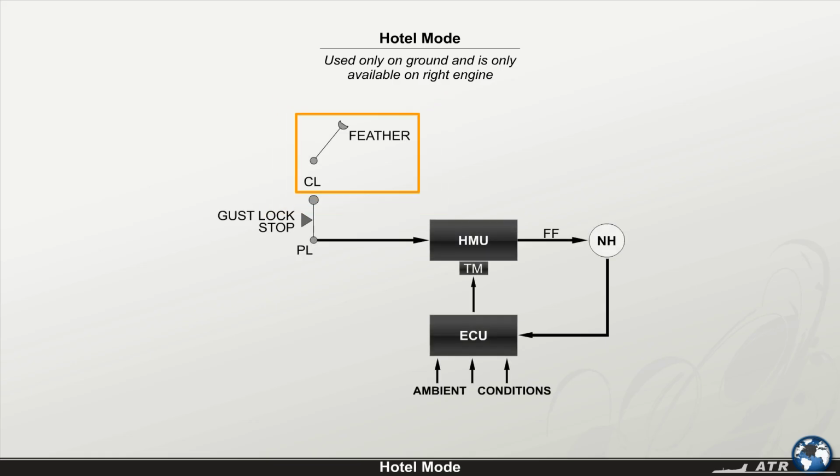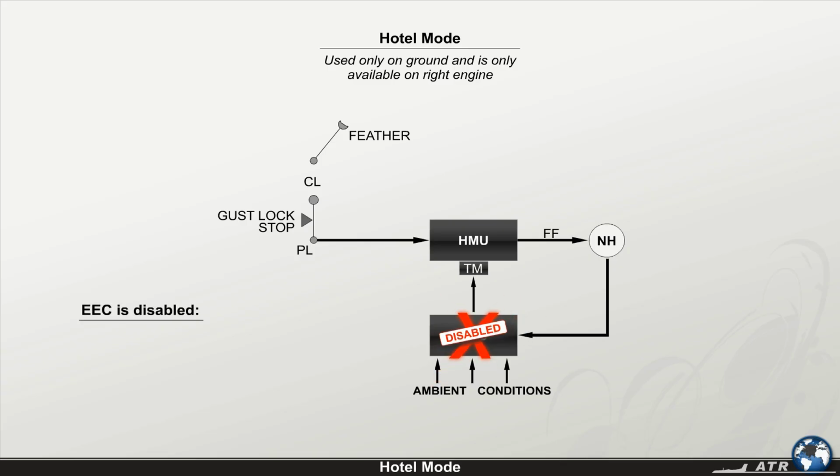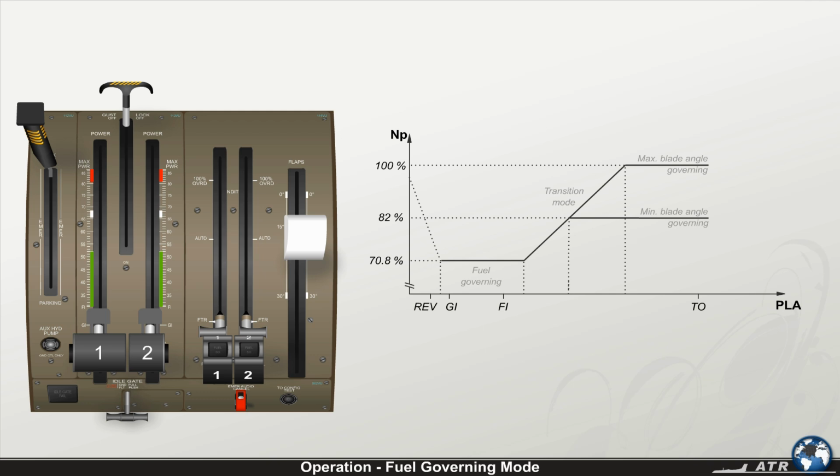The respective condition lever must be set to feather before engaging the propeller brake and shall be kept in this position during the utilization of the hotel mode. The power lever controls the power of the gas generator, NH, since the fuel governing function is automatically cancelled when the condition lever is set to the feather position. If the EEC is disabled, the maximum power available is lower, and by consequence, the air conditioning system performance is also lower.